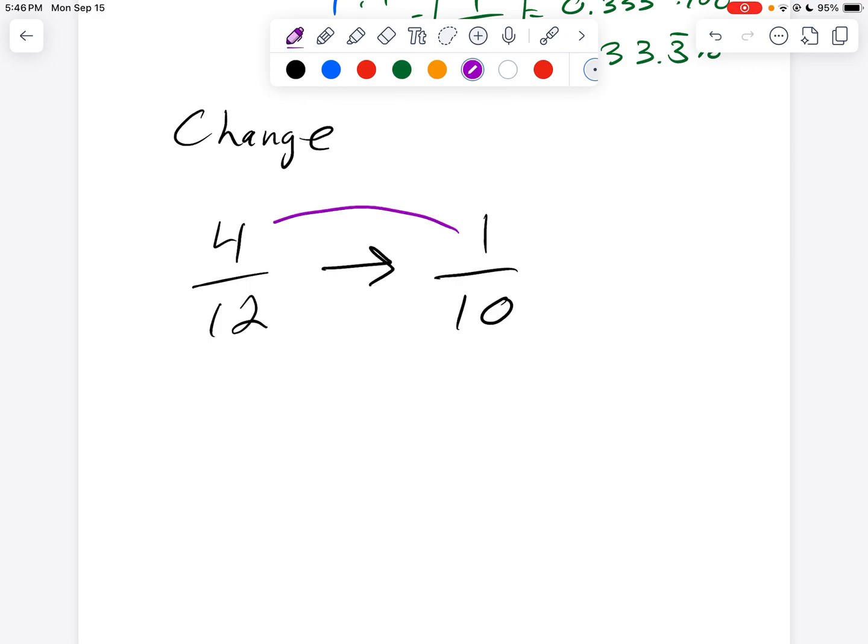I want to figure out how can I go from 1 to 12, and what I need to do there is I need to multiply by 4, okay? Now what I do at the top of this fraction, I'm also going to do to the bottom. I want to do to the bottom of this fraction. I'm going to have to multiply it also by 4.